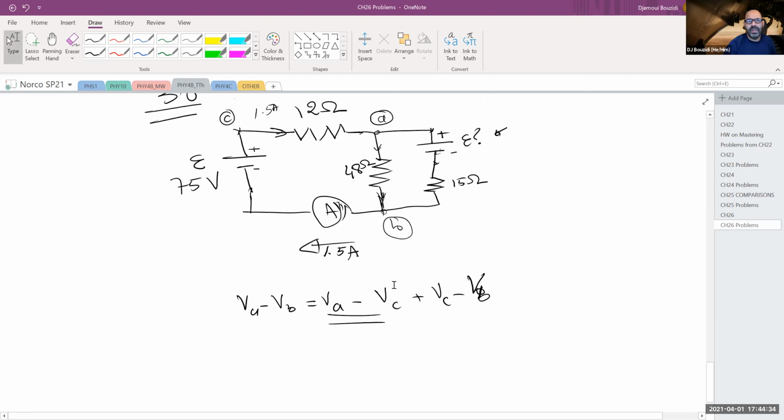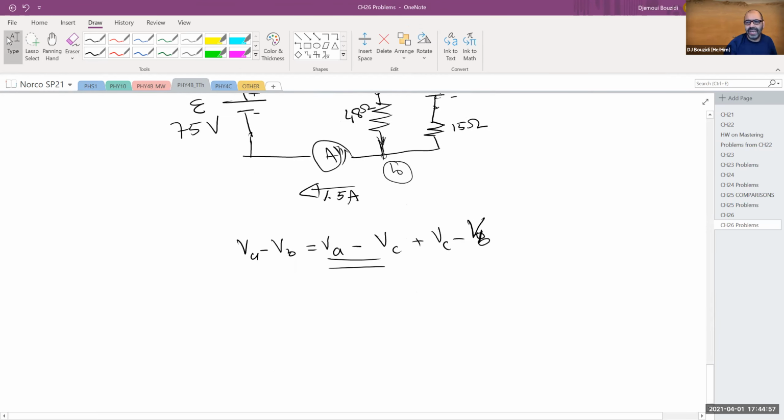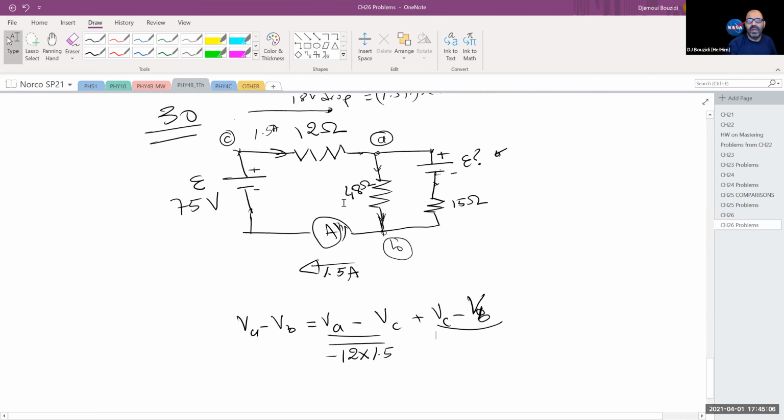VA minus VC is actually negative 18 because the current is flowing this way. So the voltage drop between VC and VA is actually 18 volts, is equal to RI, is equal to 1.5 amp times 12 ohm. So this is actually equal to negative 12 ohms times 1.5. And this one, VC minus VB.